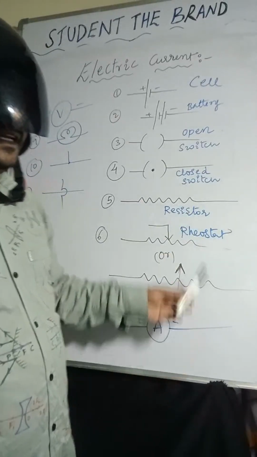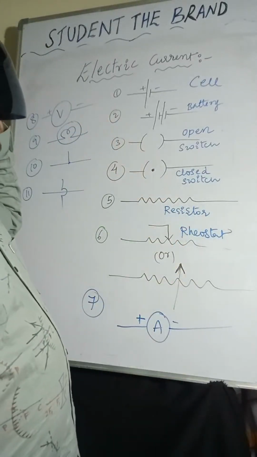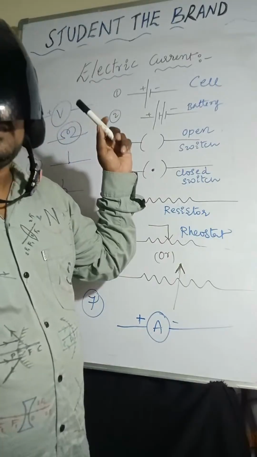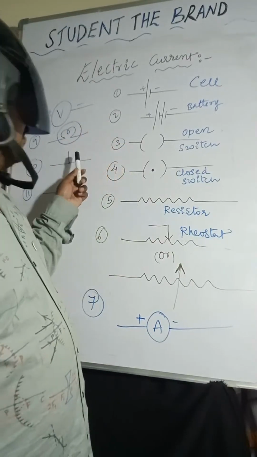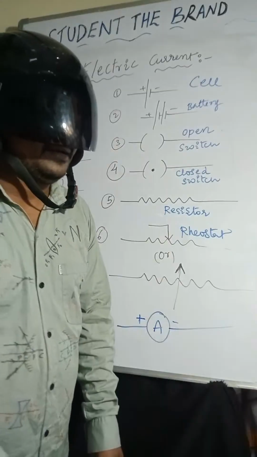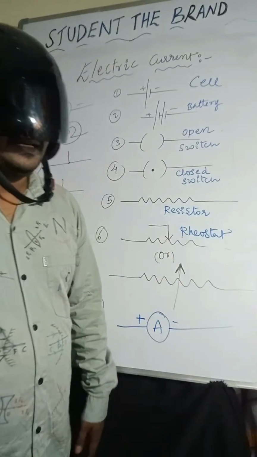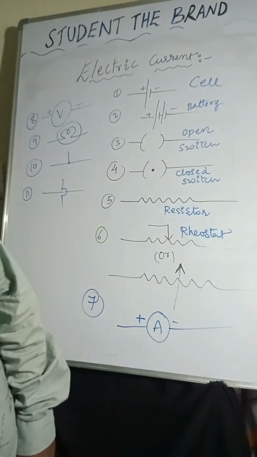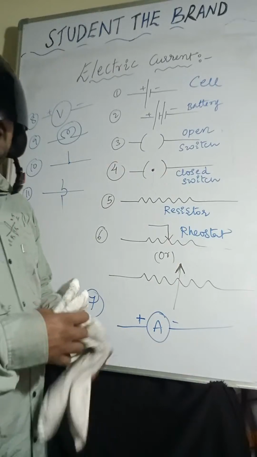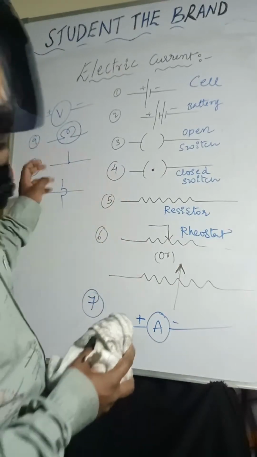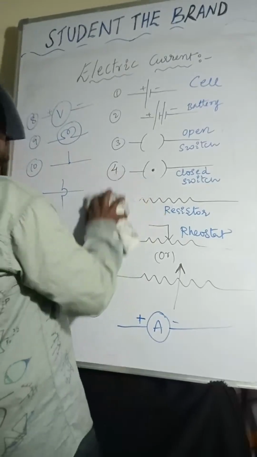An ammeter is connected in series, a voltmeter is connected in parallel, and a bulb, wire joining, wire crossing. These are the electrical appliances. Next one, coming to the electrical circuit. So we'll discuss electrical circuit.